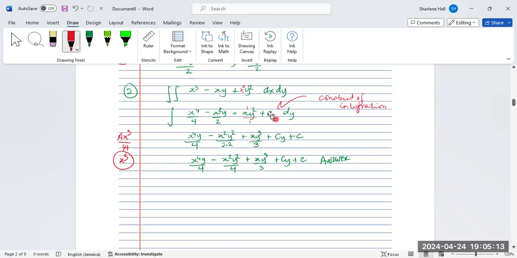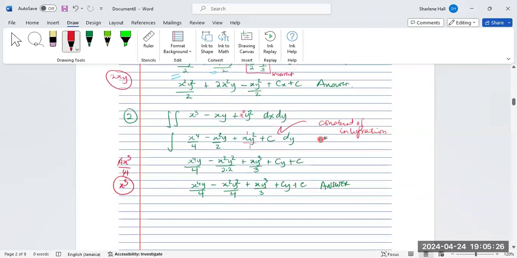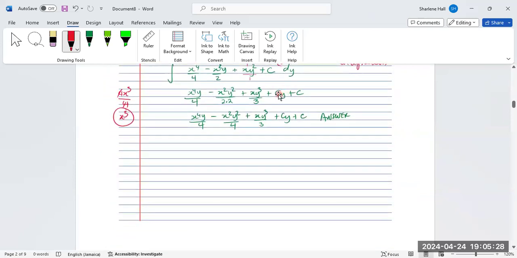So are we integrating this constant with respect to y? We don't know what the constant is. Had it been 5, it would have been 5y. 10, 10y. A million y. We'll call it cy. Right? And of course, every time we finish the integration, we have to put a constant of integration.